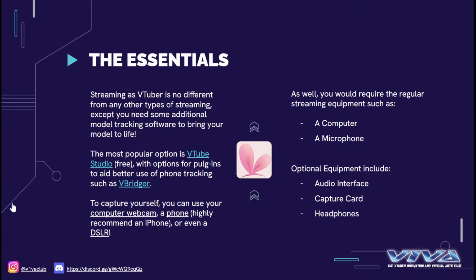I also recommend looking into the software called VBridger. You can find VBridger on Steam and a bunch of places. I think they also have a website, maybe not, but you can definitely find them on Steam. Basically, it just takes full use of your iPhone's tracking capabilities. It gives you more dynamic tracking than the base camera features. But otherwise, you can use your computer webcam, a phone, or even a DSLR camera if you want to go that far.